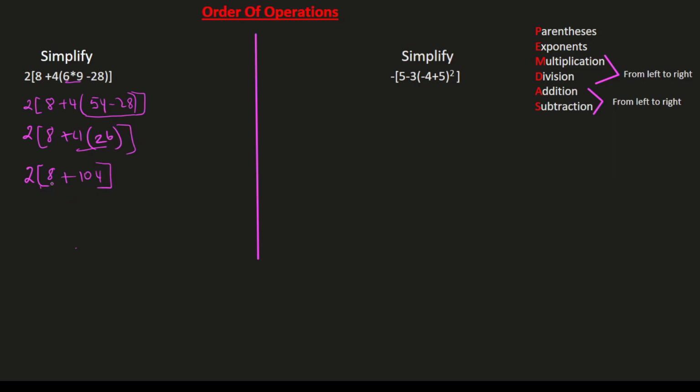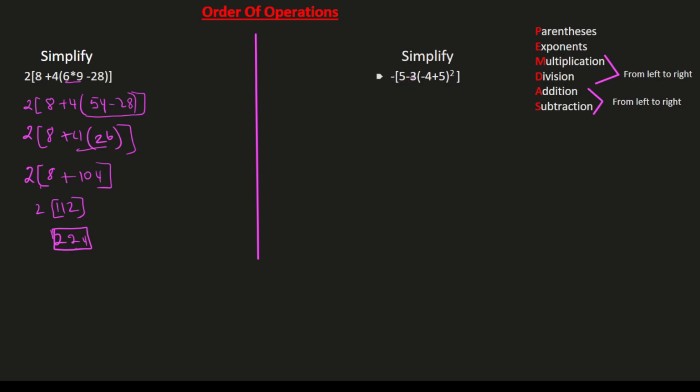And what we have left is 8 plus 104. This is 112, but we get the 2 outside here, and we close that. So brackets are parentheses, so we get 2 times 112 is 224. This is 224. That's the first answer.